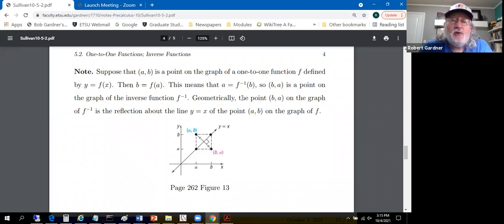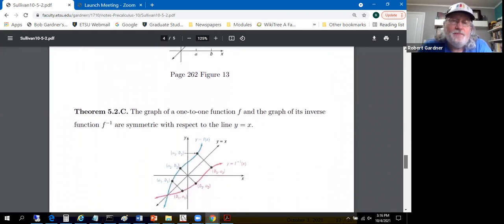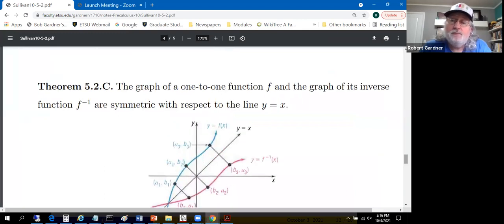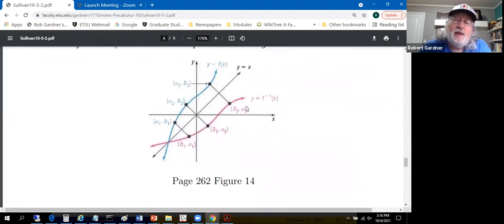So if you can graph one-to-one function y equals f of x, you can use this idea to find the graph of its inverse function, this idea of reflections. And that's what theorem 5.2.c says. The graph of one-to-one function f and the graph of its inverse function f inverse are symmetric with respect to the line y equals x. So in blue, we have the function y equals f of x. And they've plotted a few points on it. In red, we've got the graph of the inverse function.